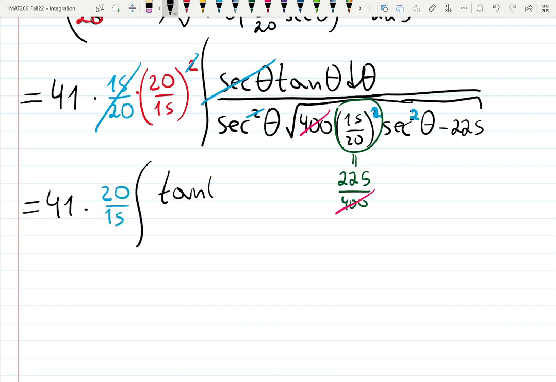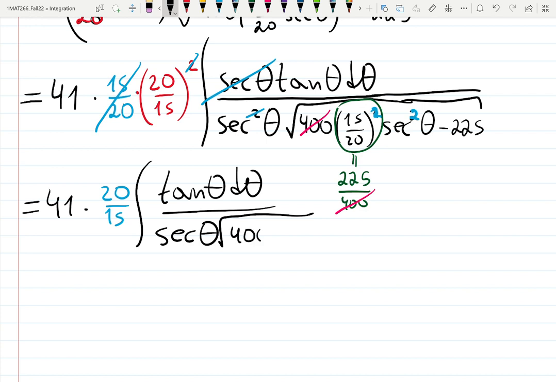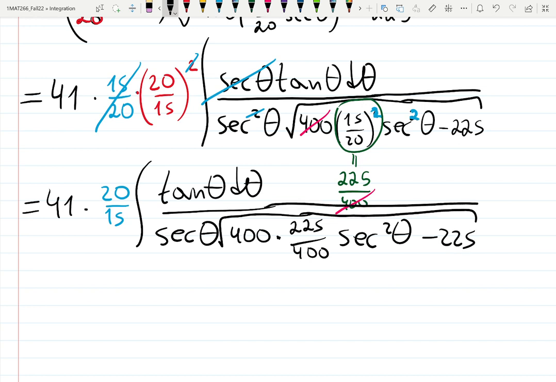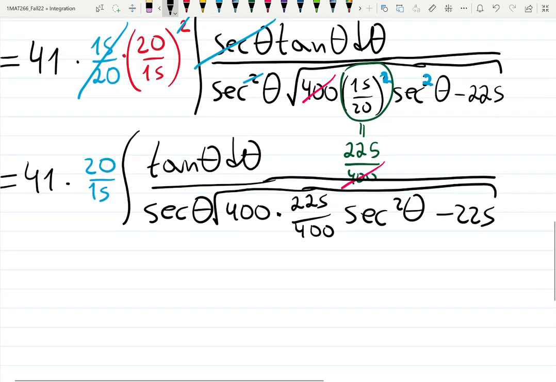Integral tangent theta d theta, all over secant theta, a square root, and let me write down carefully, 400 times 225 over 400 secant squared theta minus 225. That is inside of the square root, like so. Now it's definitely very clear how the cancellation happens. 400 over 400 goes away. And that's not a coincidence. We chose it this way. And 225, which was 15 squared, was chosen on purpose because now we can factor it out. I will put it in yellow to show you. This can be factored out.